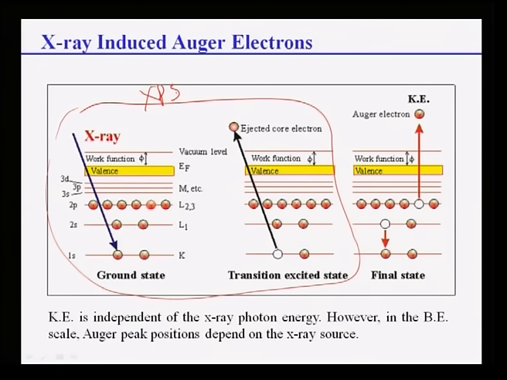Now in the last schematic diagram, what is happening? If this level becomes vacant by ejecting the electron out with X-rays, a higher level electron, suppose from the L1 level, can fall back into the K level, releasing certain energy. This energy can then be used to knock out an electron at a much higher energy level, that is L2,3. This electron will have some kinetic energy, not as high as the X-ray photo-ejected electron, but it will have certain energy. This electron is known as the Auger electron.